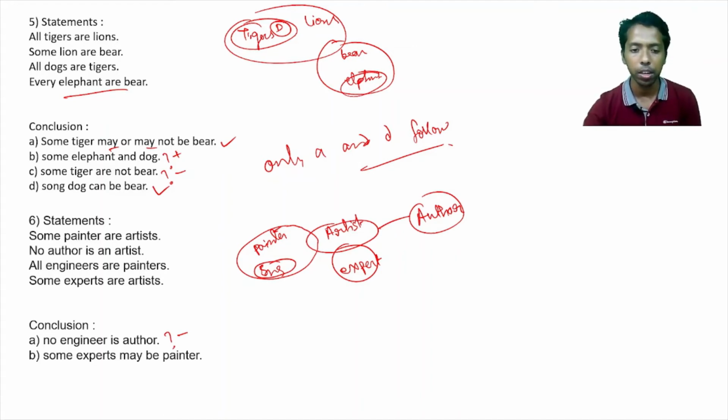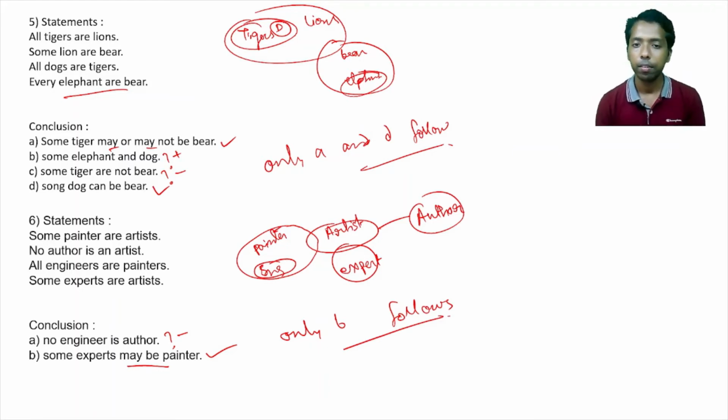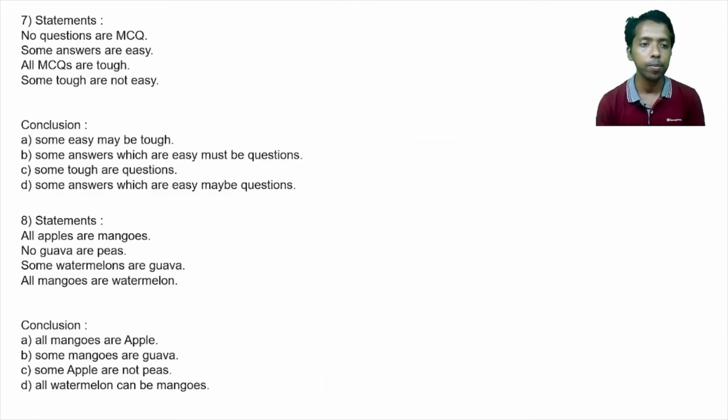Yeah, surely, because there is no definite relation between painter and expert, right? So some expert may be painter in possibility sense. This is true, right? So some expert may be painter. This is correct. So only B follows, right? Moving to next.